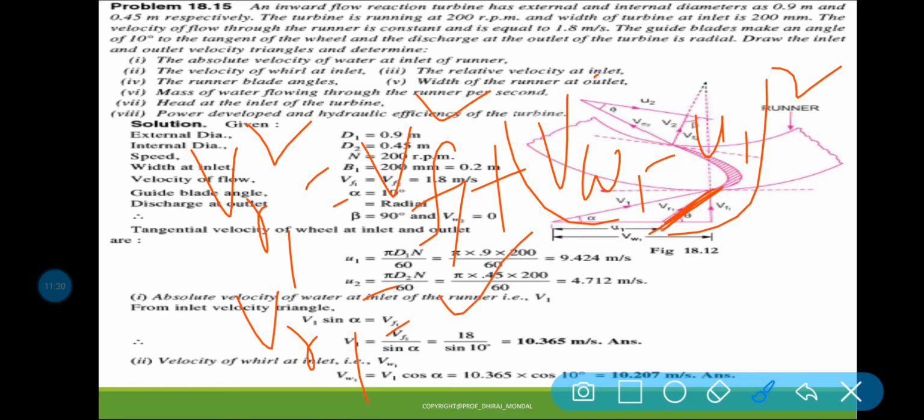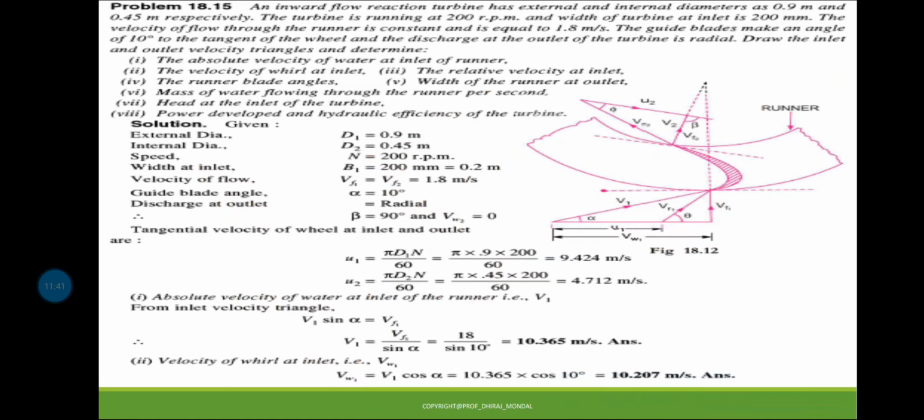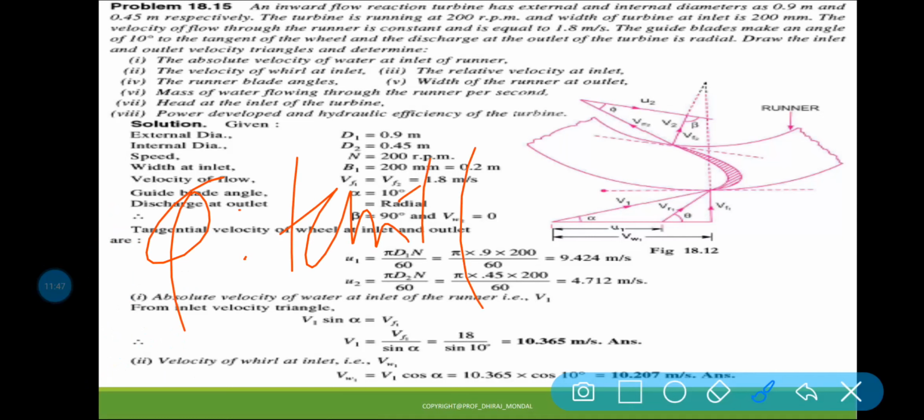Okay, so I know VR1 right now, I know theta, I know VF1, I know VW1, I know U1, I know V1. Next you have to find out phi. So phi is equal to tan inverse what? VF2 by U2, isn't it?